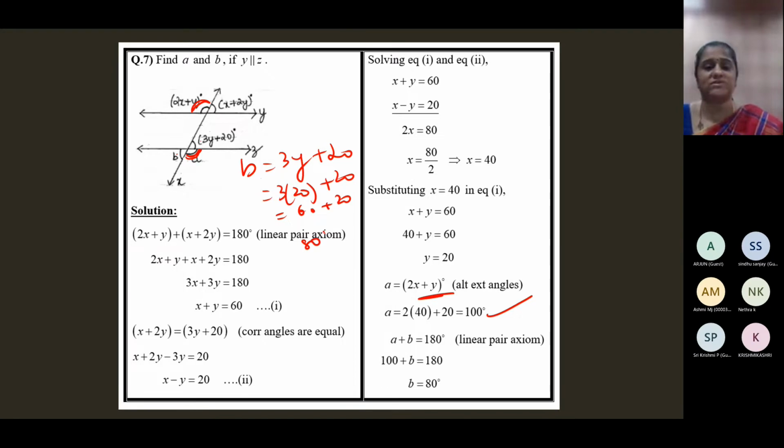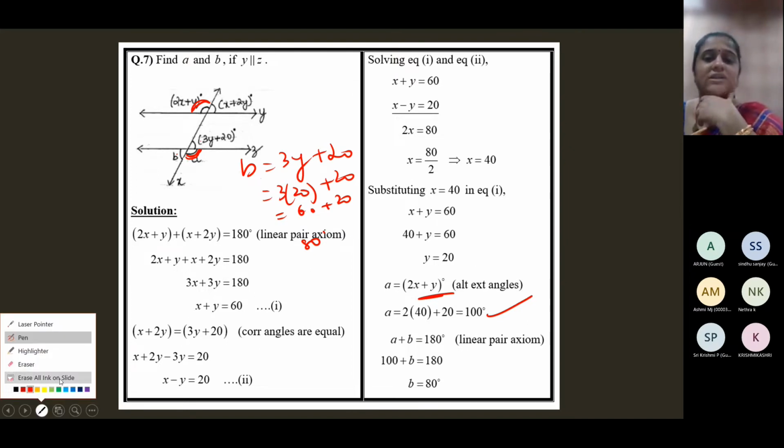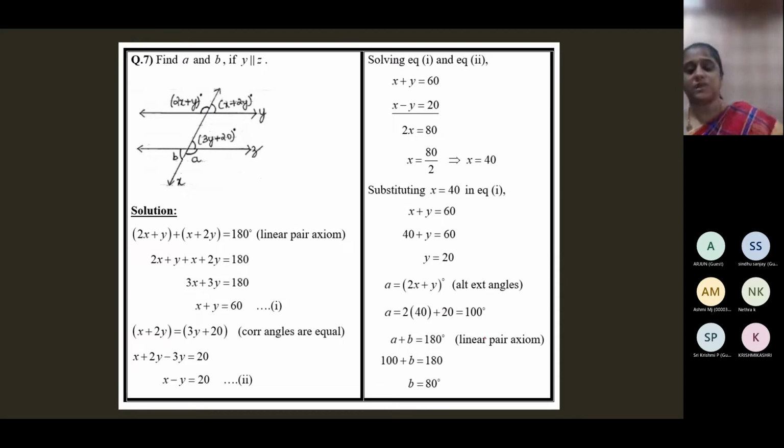You can also do it like this. Or what have I done here? A plus B is equal to 180 because linear pair. And A we got is 100. So 100 plus B is 180. B is equal to 80 degrees.